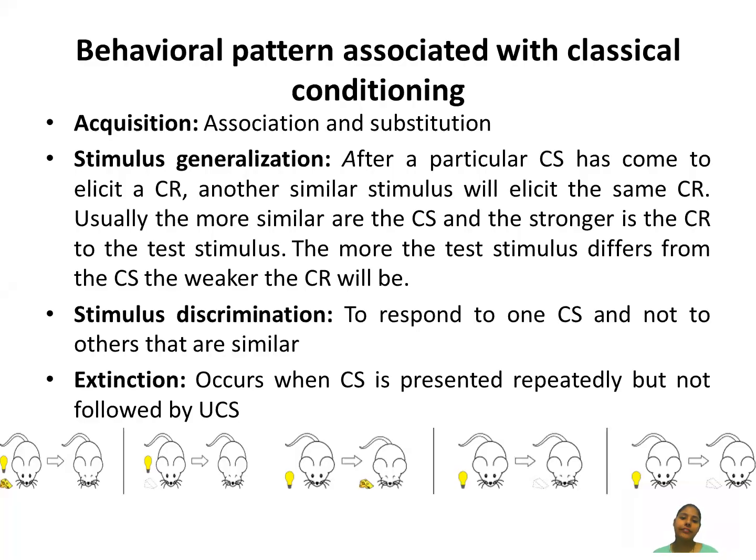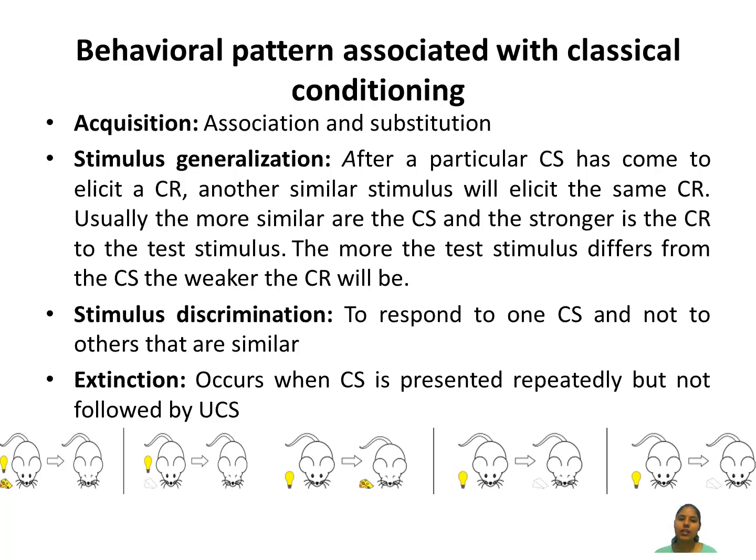Now, if you talk about the behavioral pattern associated with classical conditioning, there is acquisition, association, and substitution. You have seen that we have associated the bell with the food. Now you can see the small little mouse, there is a bulb and there is food. Now he started eating it. Bulb, food. There are different rates. Here we have given them an association, so that they can associate their response with something. And due to that, when we don't give the food, and that conditioned stimulus is there, then there will be a conditioned response.